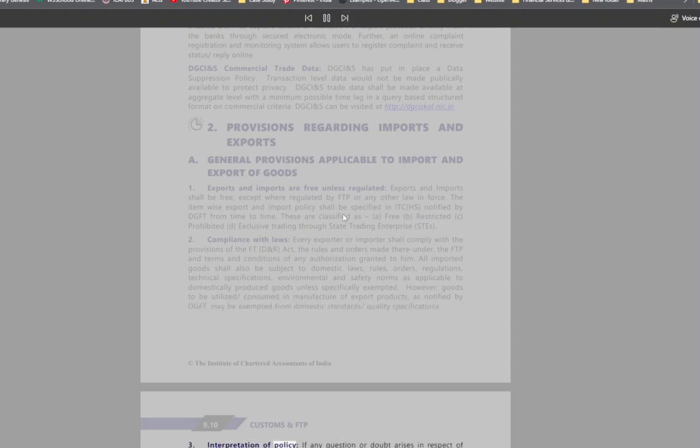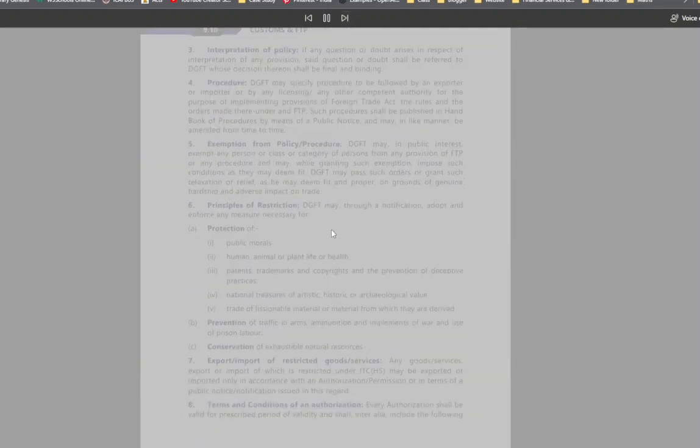3. Interpretation of policy. If any question or doubt arises in respect of interpretation of any provision, said question or doubt shall be referred to DGFT, whose decision thereon shall be final and binding. 4. Procedure. DGFT may specify procedure to be followed by an exporter or importer or by any licensing/any other competent authority for the purpose of implementing provisions of Foreign Trade Act, the rules and the orders made thereunder and FTP. Such procedure shall be published in Handbook of Procedures by means of a public notice, and may, in like manner, be amended from time to time.